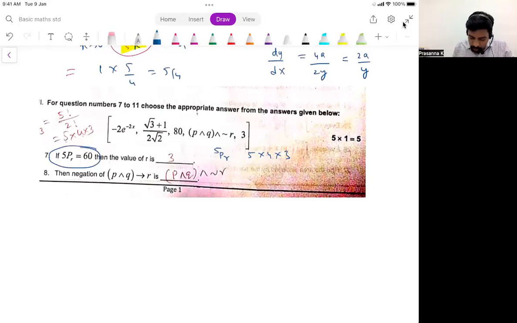Then eighth question, P conditional Q, we need to find negation of this proposition. And negation of P conditional Q is, we should retain first term P as it is.